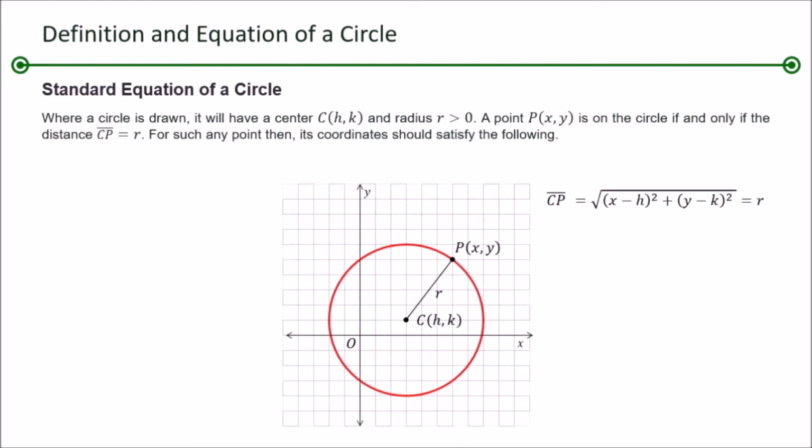This is the distance formula for computing the distance between any 2 points. That is, the square root of (x minus h) squared plus (y minus k) squared. To compute for the distance r, therefore, we make use of this formula. Taking the square of this expression, we'll have (x minus h) squared plus (y minus k) squared equals r squared. This is the standard equation of a circle.